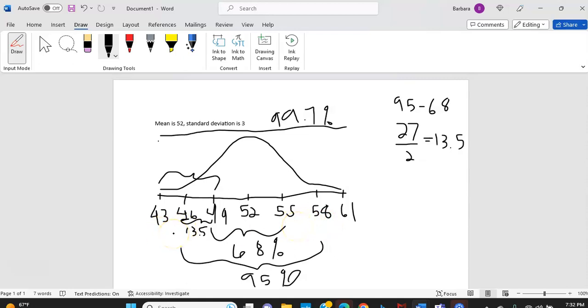All right, now let's remember that between 46 and 58 was 95, and from 43 to 61 was 99.7. So let's do the same thing that we just did to figure out what this percentage is from 43 to 46. Let's take our 99.7 and subtract our 95. And then we'll divide it by 2, and that will give us this amount right here. And the other half, of course, would have been the amount that was over here. So 99.7 minus 95 is going to be 4.7%. And again, let's just take that 4.7 and divide it by 2, and it's going to tell us what's left over. And so that is 2.35.